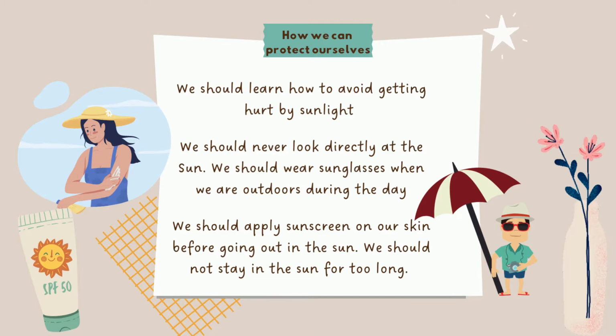So, after you know the effects of having too little light or too much light from the sun, we also need to know how to protect ourselves from sunlight. First, we should learn how to avoid getting hurt by sunlight. We should never look directly at the sun.